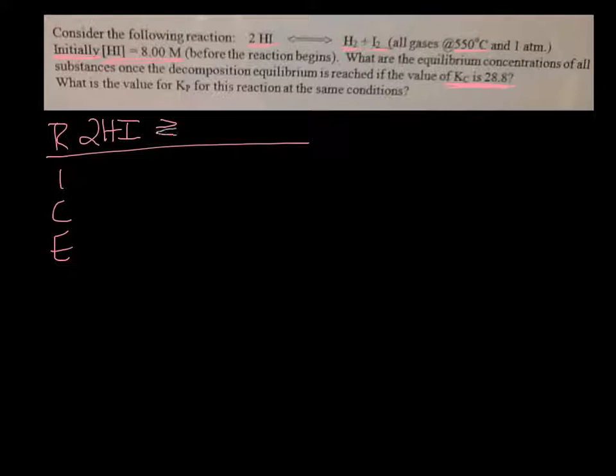So this is a good example of how to use a rice table. So again, R-I-C-E, okay? I'm going to write my equation, and that happens to be 2HI yields H2 plus I2. And I am giving myself some space because I'm going to have to write underneath this like a table. My initial concentrations: they give me HI, and that's 8, okay, 8 molar.